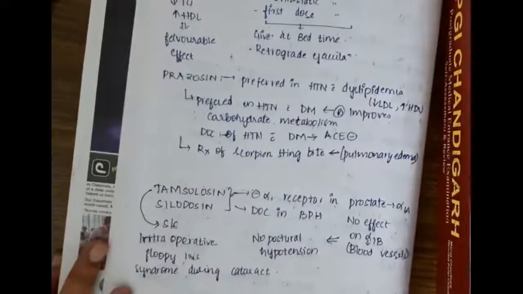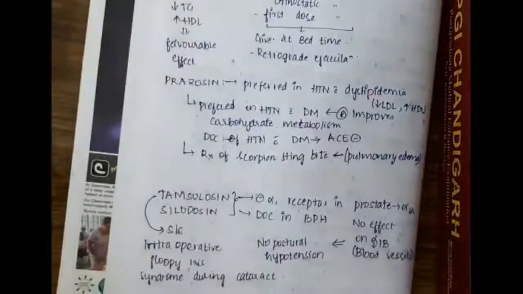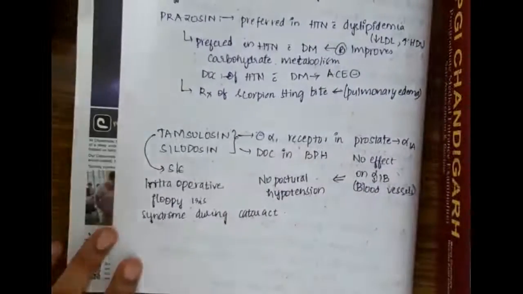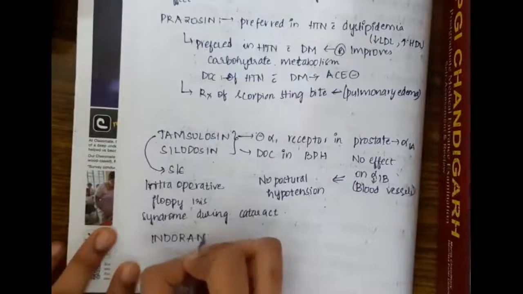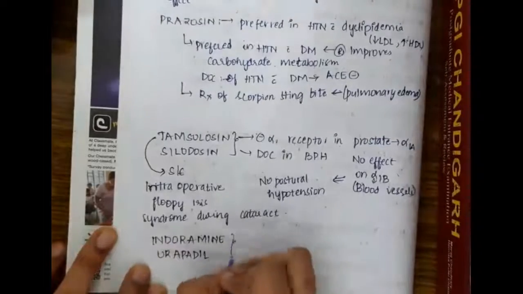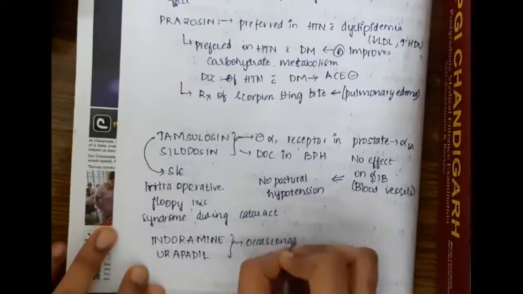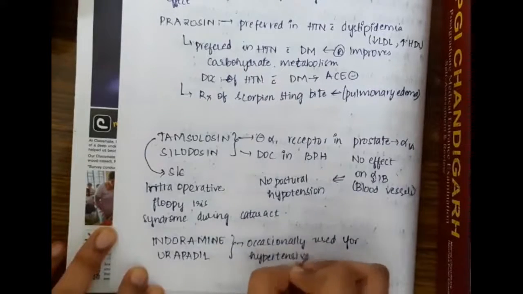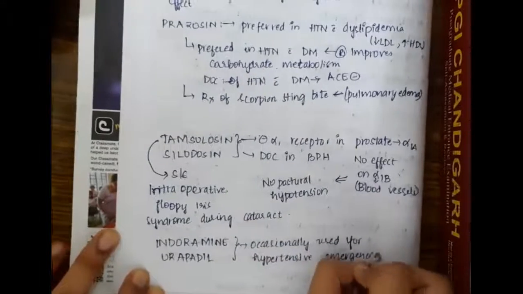Then the next type of drugs are special drugs like indoramine and urapidil. Indoramine and urapidil are occasionally used for hypertensive emergencies.